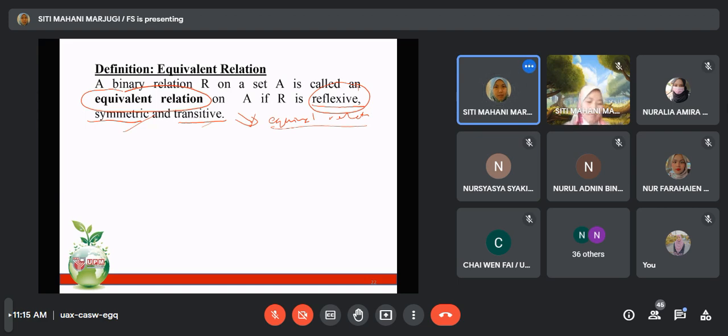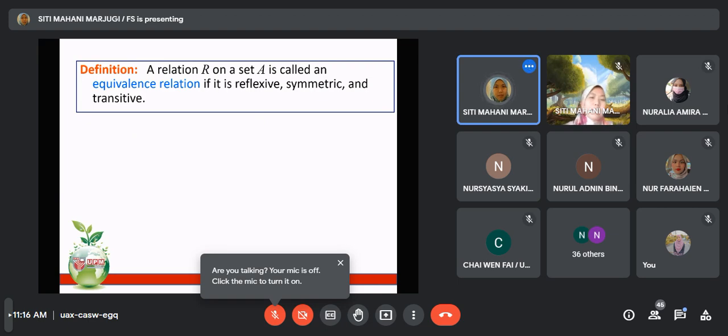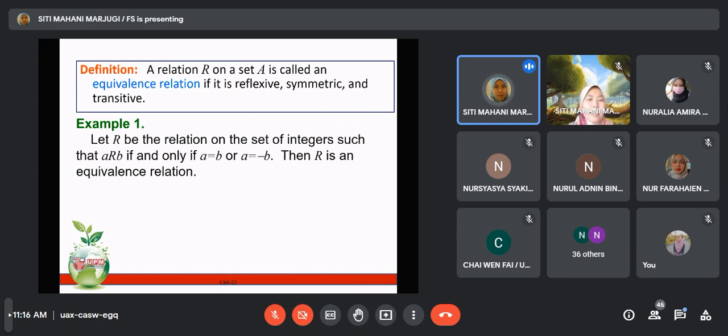Roti Milo. Okay? So dia ulang balik. A relation R on the set A is called an equivalence relation, kan? If the, tapi Milo, reflexive, symmetry, and, kan? transitive. Tak lah, certified lah. Nasi.